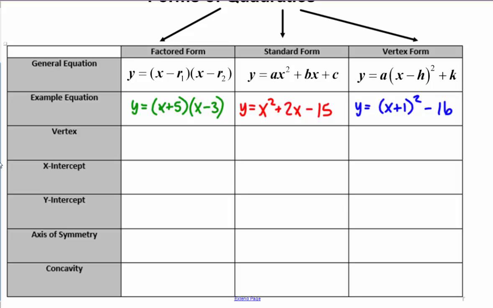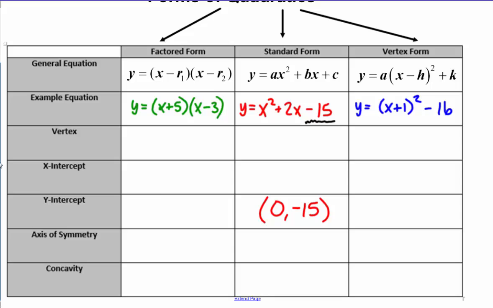The first thing that it automatically gives us is our y-intercept. Our last number here, in this case being negative 15, is always our y-intercept. So we can write this as the point (0, negative 15) as our y-intercept here.